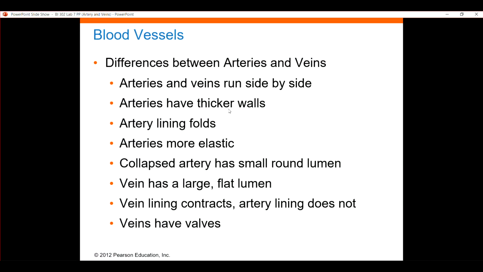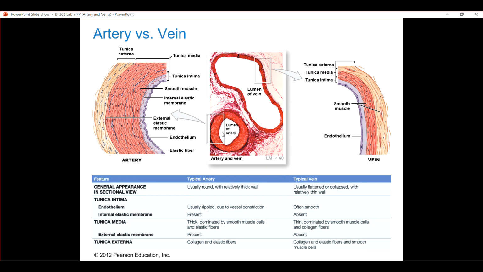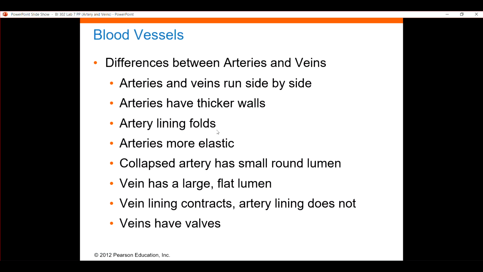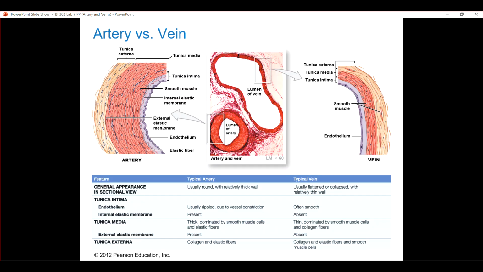Arteries, as you probably picked up already, are going to have thicker walls. It's one of the things I look at too, just the thickness. See how thick the artery is compared to the vein. The artery lining has folds. It has a rippled appearance. If you take a look, I'll show you here. See how the endothelium is rippled? That's classic artery, whereas in a vein, it's nice and smooth.